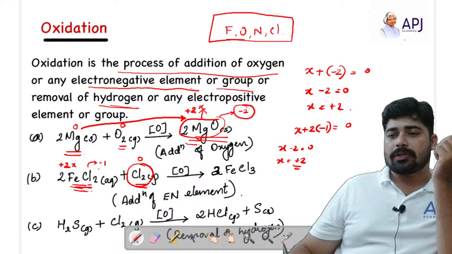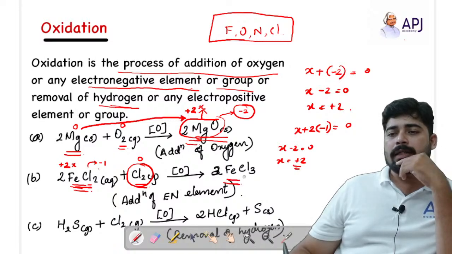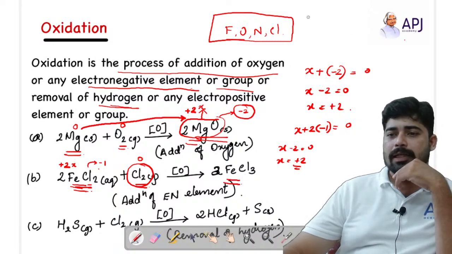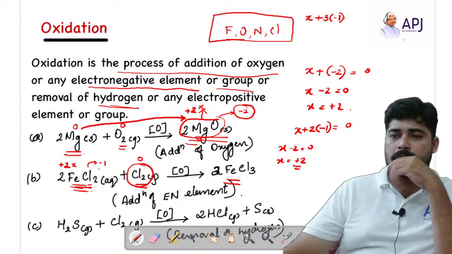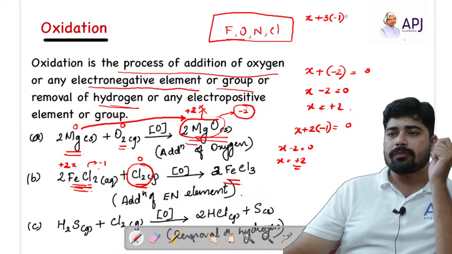Now let's check the oxidation state of iron in FeCl3. In the case of FeCl3, take it as X plus 3 into -1. That is the charge on chlorine. The oxidation state of chlorine in compound form is generally taken as -1. So there are 3 chlorine atoms.